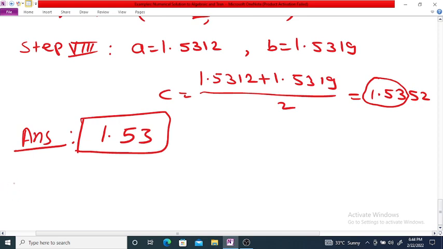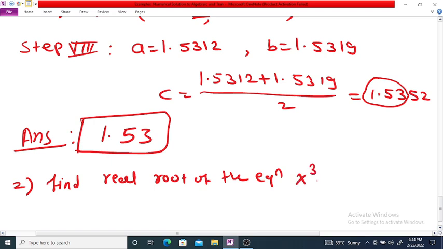Now next example, example number 2. Find a real root of the equation x cube minus 9x plus 1 equal to 0 in the interval 2 to 4 using false position method.